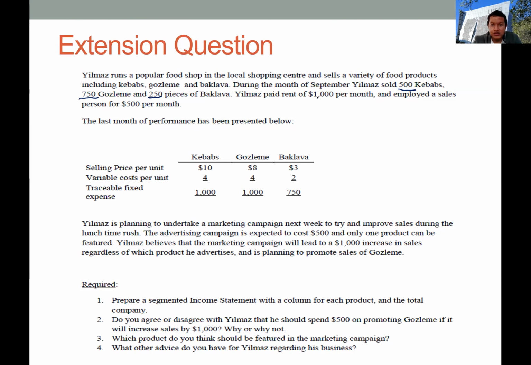So these two costs are basically the common fixed costs. Okay, so we have common fixed costs of 1,000 plus 500. Because this cost is not easily traced to the products or segment, we should treat these two costs as the common fixed costs. So 1,500.